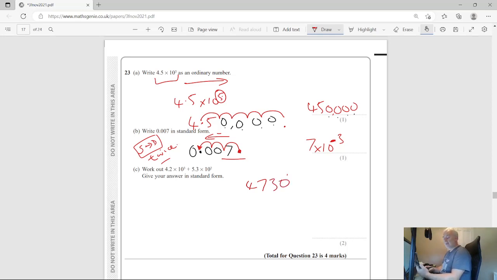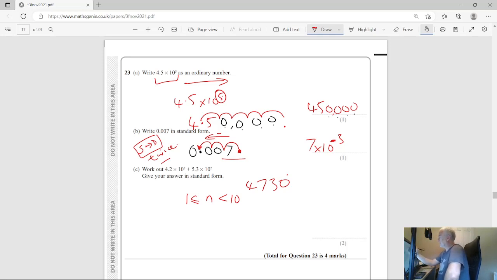Now on this one, it doesn't actually put it in standard form for me in the calculator. I'm just going to type it into the calculator again, 4.2 times 10 to the power of 3 plus 5.3 times 10 to the power of 2 equals 4730. So what I would have to do is make it again between 1 and less than 10. It's got to be less than 10. It could be 1 on its own, but my number has to be between 1 and less than 10.